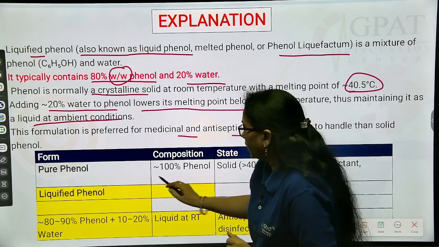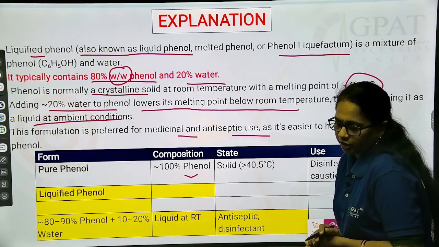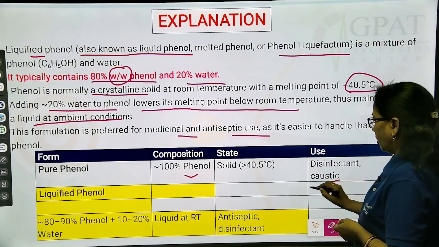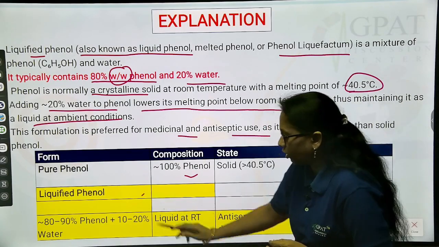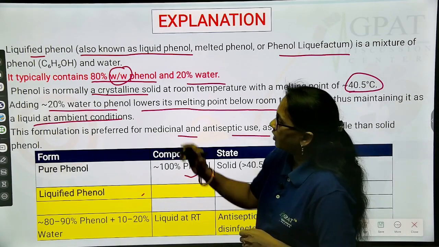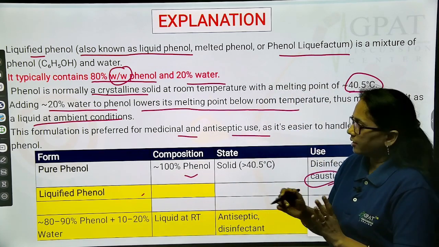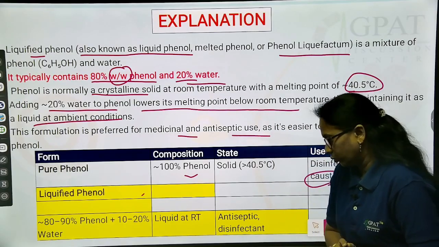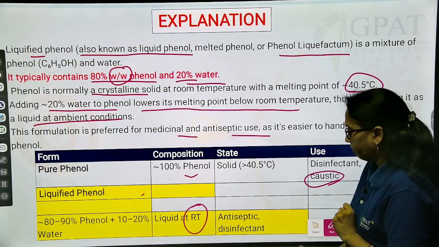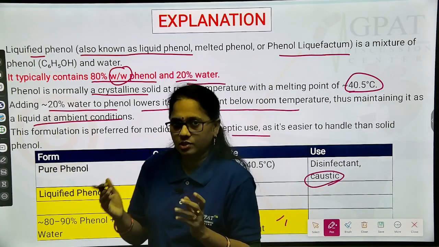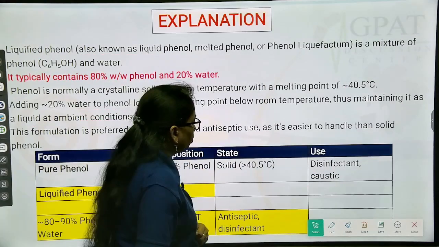So, pure phenol at 100% is a solid with a melting point around 40, which is caustic in nature and used as a disinfectant. But liquefied phenol is more preferred, which contains 80% phenol and 20% weight by weight water. It is a liquid at room temperature, and can be used as an antiseptic as well as a disinfecting agent. For cleaning purposes it is mostly the preferred one.